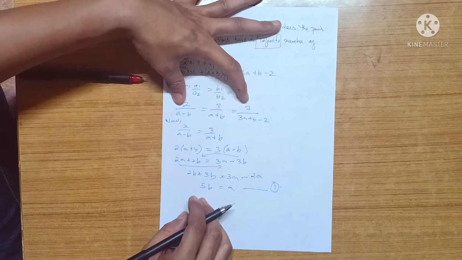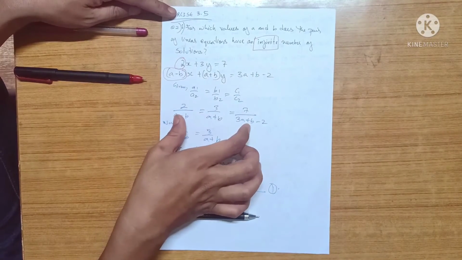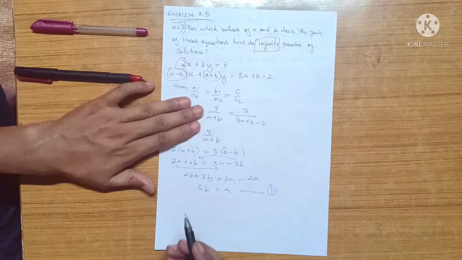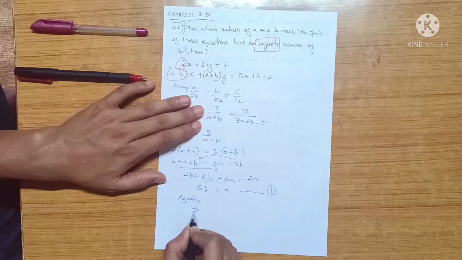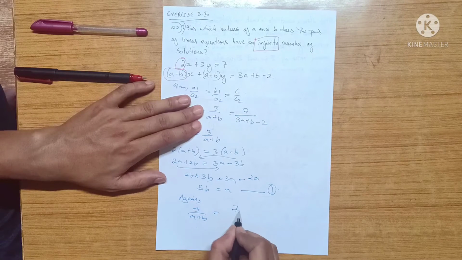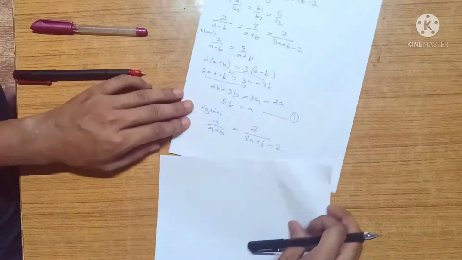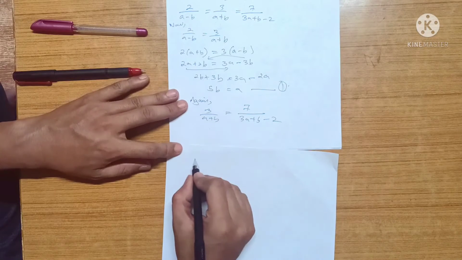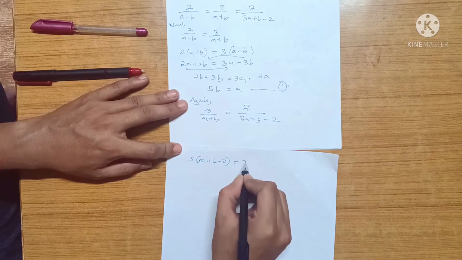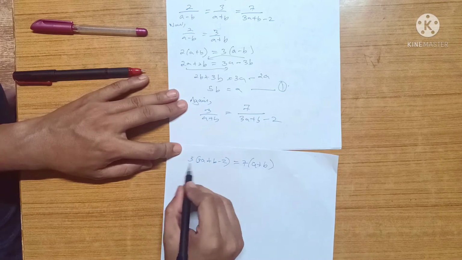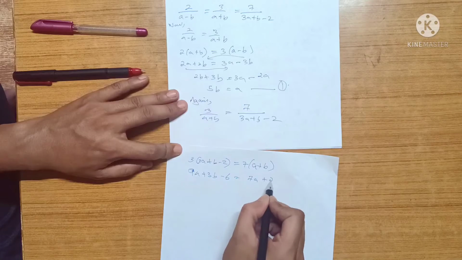So you either have to take these two, or you have to take these two. It doesn't matter which one you take, you get exactly the same answer. Okay, I'll just take these two. It doesn't matter actually, you can take the first one and the last one also. So let's do cross multiplication. This whole thing will go up. So 3 into 3a plus b minus 2, and 7 into a plus b, right? If I open the bracket, 9a plus 3b minus 6 equals 7a plus 7b.